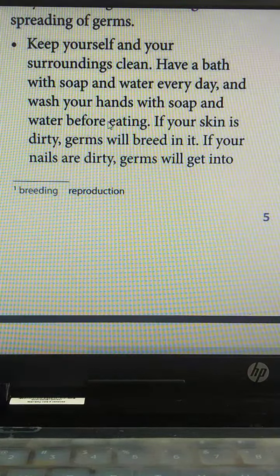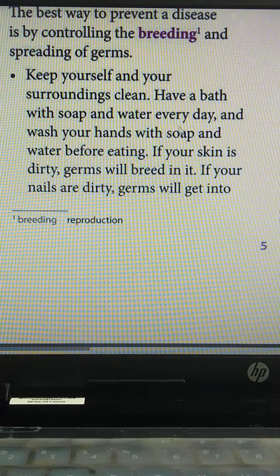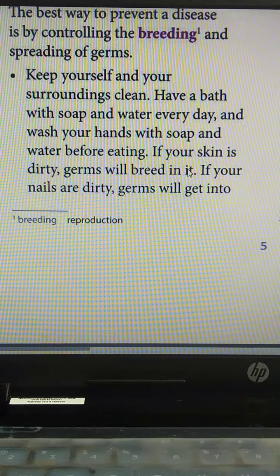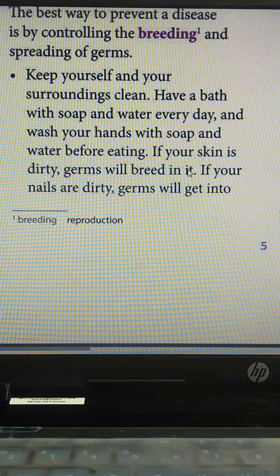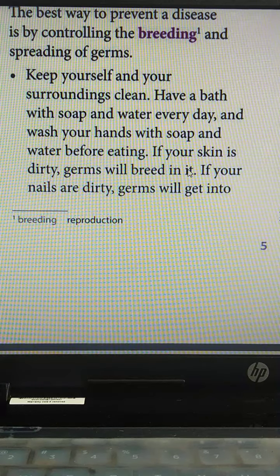One thing written here: keep yourself and your surroundings clean, right? Have a bath with soap and water every day. So we must keep neat and clean. Our surroundings must be clean. Then disease will not come to us easily.